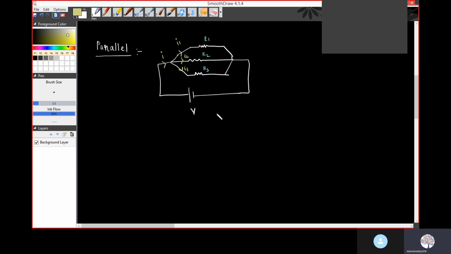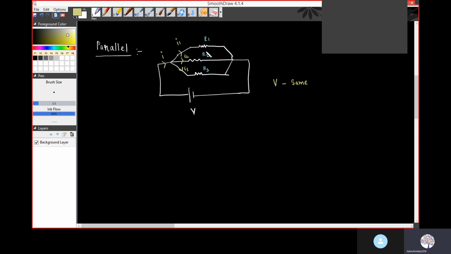Now we see that when you connect the resistors in parallel, the potential difference is the same across the resistors. V is the same because they all have the same potential difference across them. V is the same when you have connected them in parallel.